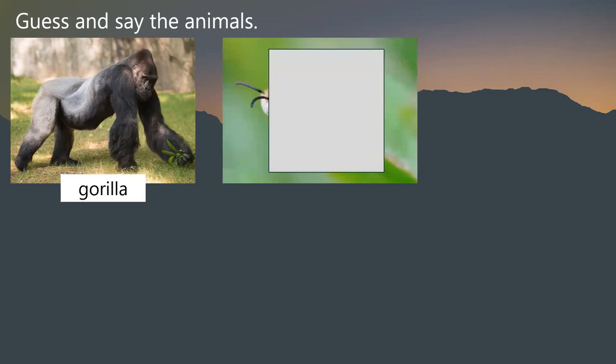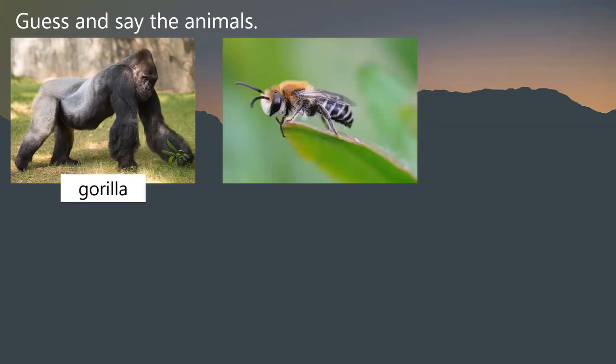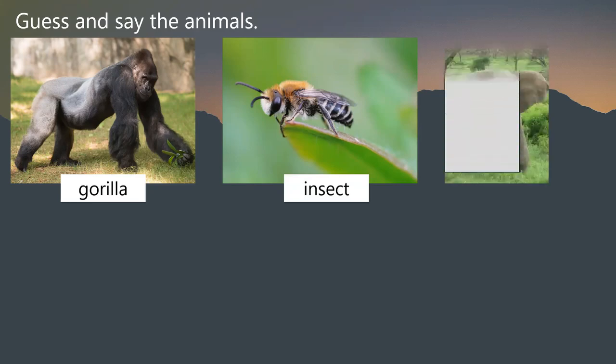Actually, it's not an animal. It's a kind of... Do you give up? Let's check it out. Yeah, so it's a bee. Bee is a kind of an insect, right? It's a kind of insect. Here, I-N-S-E-C-T, insect.